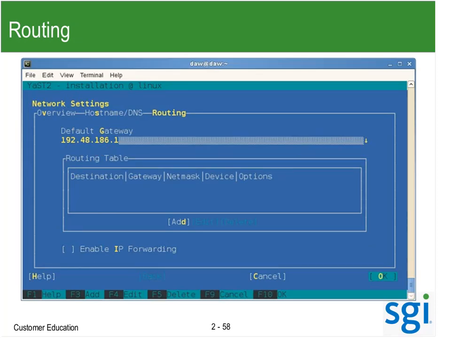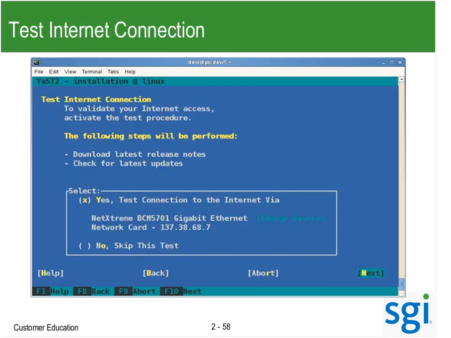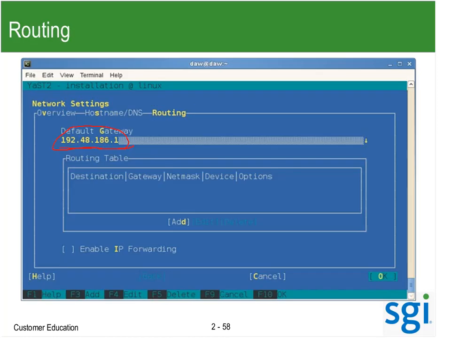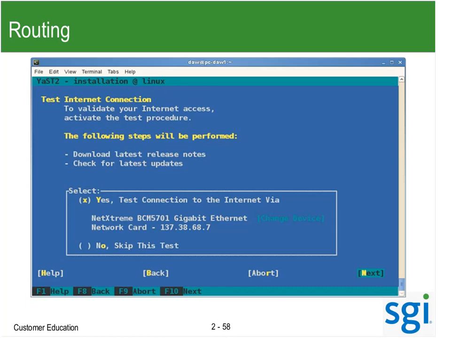Then I'm going to do routing: 192.148.186.1. That's our gateway out. After the networks are configured, I did the OK, and the next, moved on. And I personally do like to test the internet connection. If everything was done right, it should work for you, and you should be able to get a download. Again, this is a little bit old. That IP address is not right anymore.